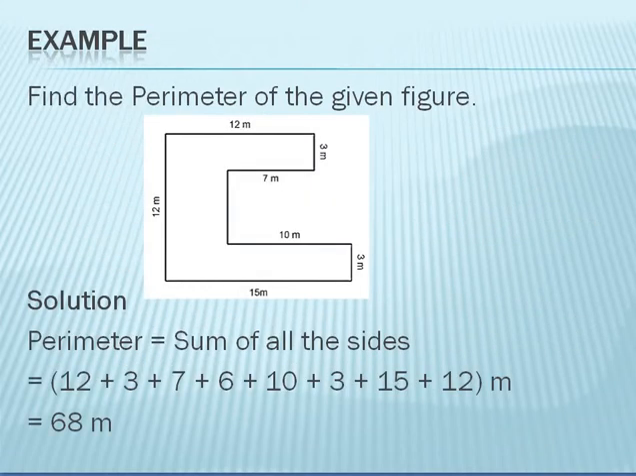Now in this you can find the perimeter. You can add this 12 plus 3 plus 7 and this 10, this 3, this 15, 12, and this you can also measure. This is a 6. Why? Because 3 here, 3 here, here 12. 12 minus 3 plus 3, 6. 12 minus 6, 6. This is a 6. If you add, you get 68 meters.